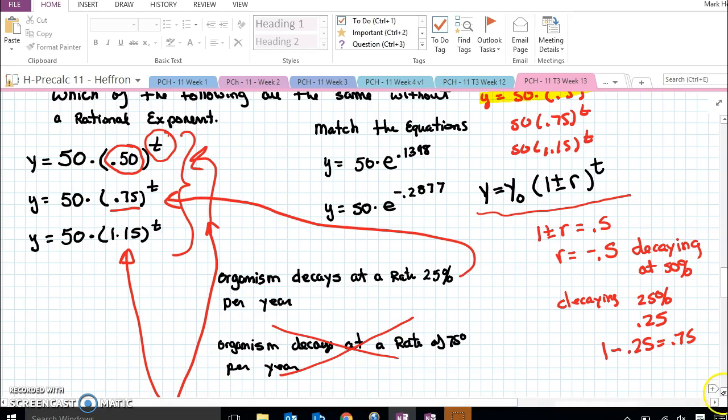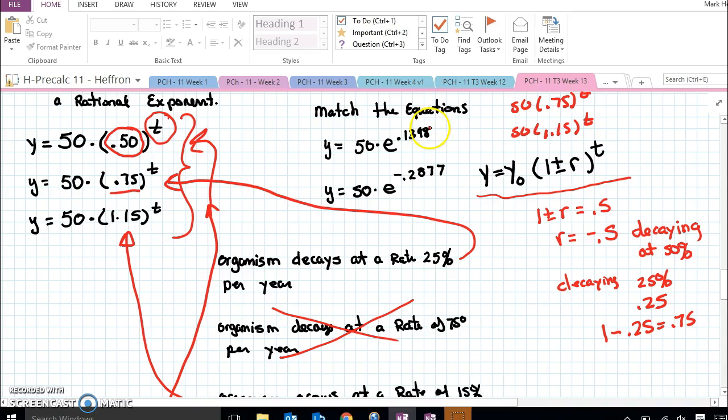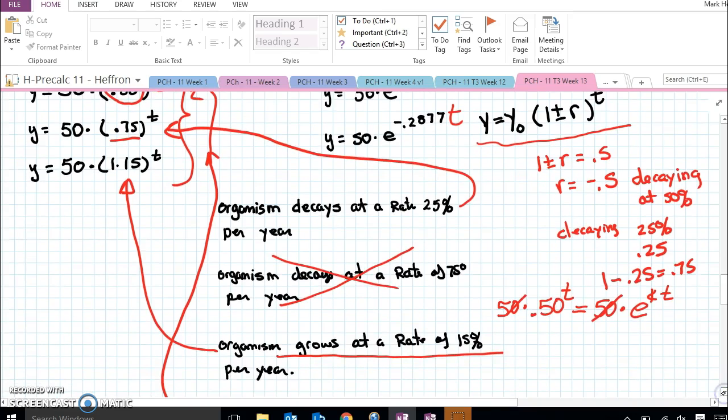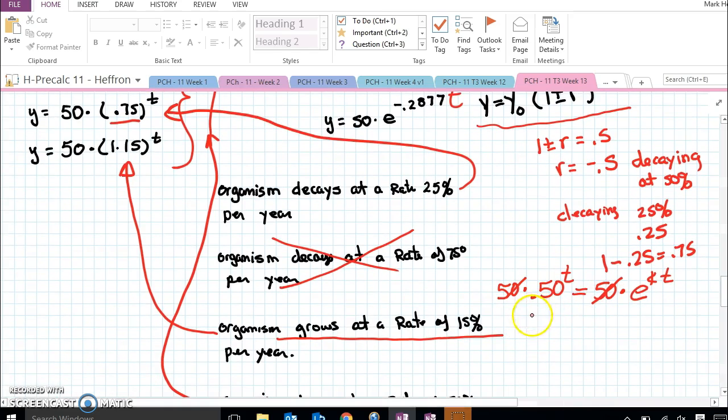Algebraically, you could also look at solving for the value of k. There should be a t here for these. If we looked at 50 times 0.5 to the t, that must be equal to 50 times e to the kt. And you could algebraically solve for the value of k. It's not the simplest thing to do, but you can do it. 50's on both sides, so those cancel through, and you have 0.5 to the t equals e to the kt.